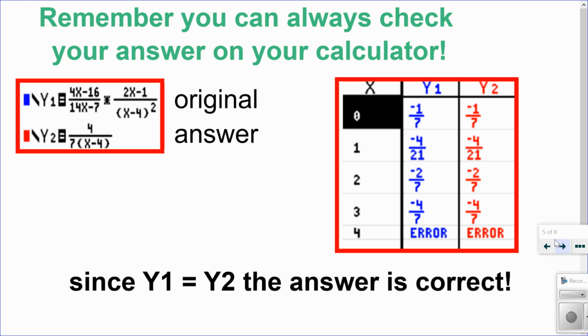Okay, you can always check these answers in the calculator. So I put my original into y1, my answer into y2. Remember, the check always happens in the table, and you can see for all permissible values, y1 equals y2. Notice there's an error at 4 because that was one of our restrictions.